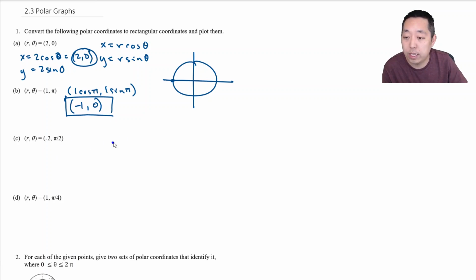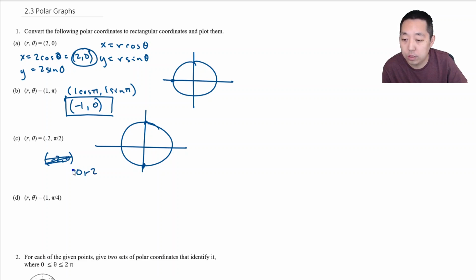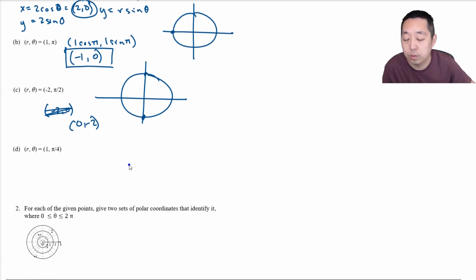Here's the same thing. Radius is negative 2 and we're at pi over 2. So I go up to pi over 2 and then I go down negative 2 down to here. So this is going to be 0, negative 2. And you could also use this equation, negative 2 times cosine and sine. You'll get the same thing. So 0, negative 2.